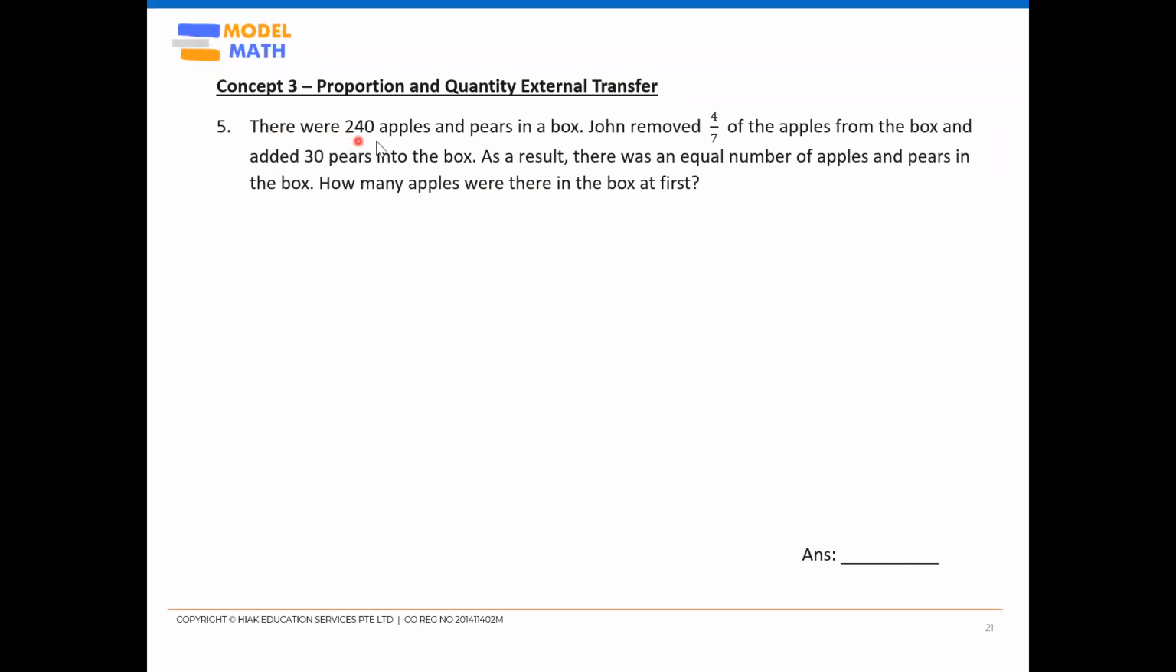There were 240 apples and pears in the box. John removed 4 out of 7 of the apples from the box and he added 30 pears into the box. Okay, so we see two changes, one for apples, one for pears.